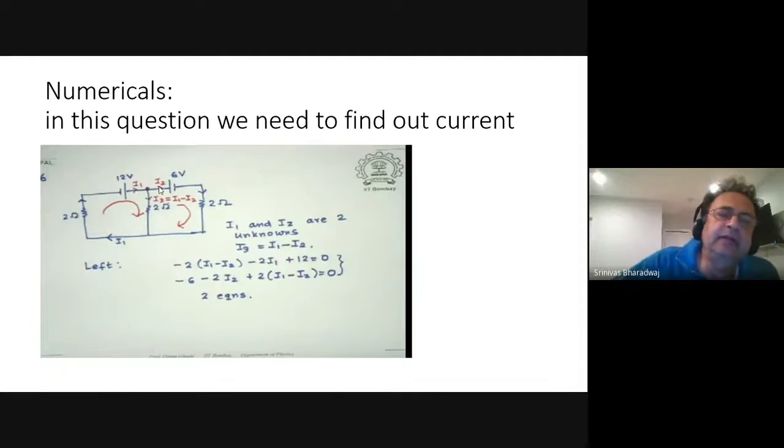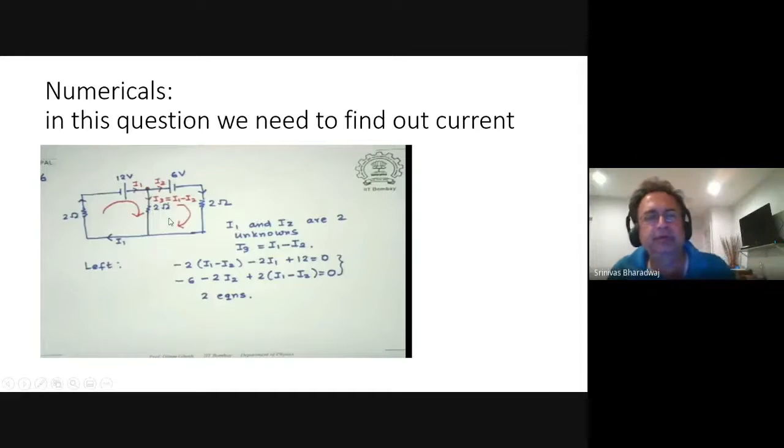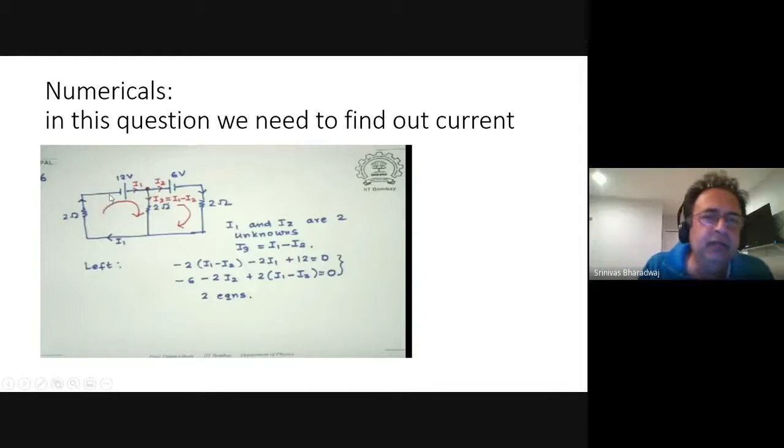So now you must write two loop equations. This is one loop equation, and this is another loop equation. Most people don't go for these big loop equations. They go for the internal loop equations. This is one loop equation. So now let's write this loop equation.